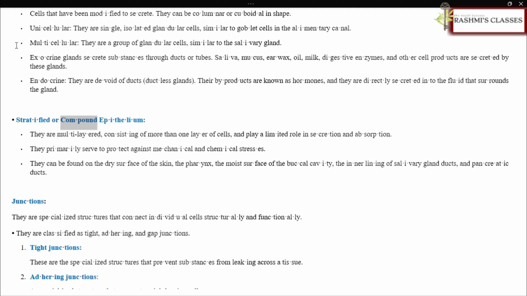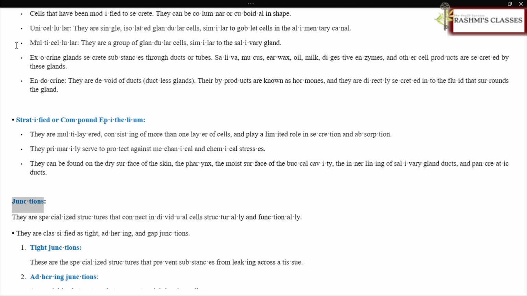Stratified or compound epithelium. They are multi-layered, consisting of more than one layer of cells, and play a limited role in secretion and absorption. They primarily serve to protect against mechanical and chemical stresses. They can be found on the dry surface of the skin, the pharynx, the moist surface of the buccal cavity, the inner lining of salivary gland ducts, and pancreatic ducts.